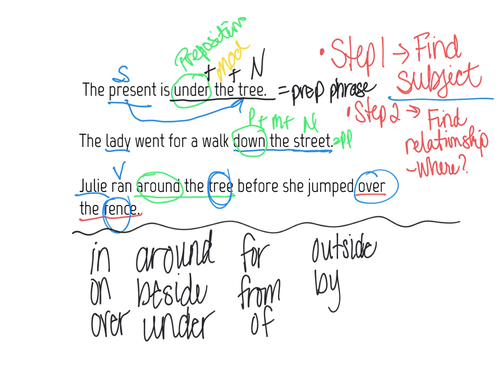But like I said, there are 105 of them, and no one expects you to know them all. It's just learning to start to recognize them as they're showing Julie or the lady or the present or whatever the subject is relationship to other parts of the sentence. And that is basically what a preposition does. It shows a relationship from the subject to the rest of the sentence. That's the main thing that you need to know about prepositions. So you're going to have another video to watch, and then you will have some IXLs to do. So good luck to you guys.